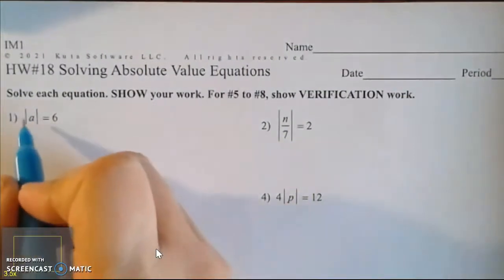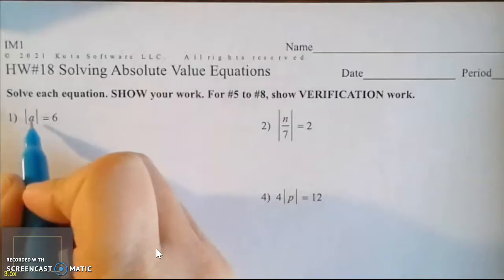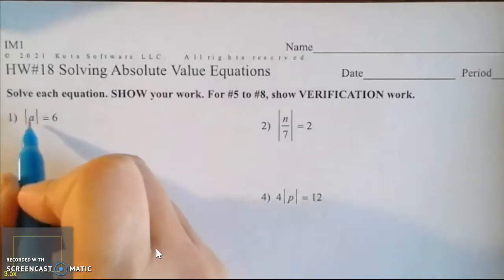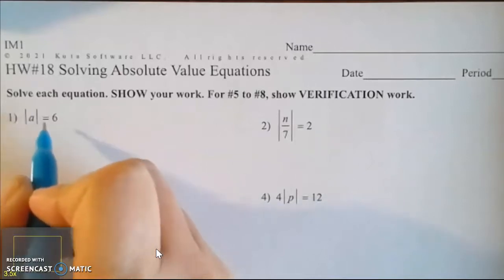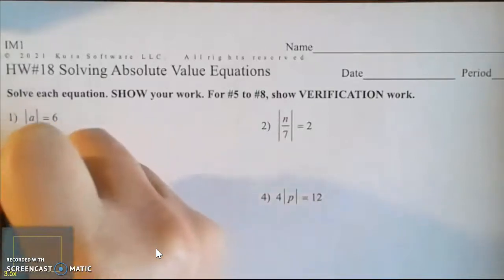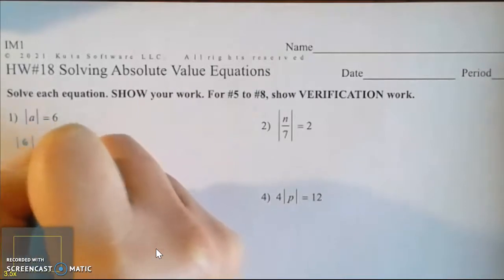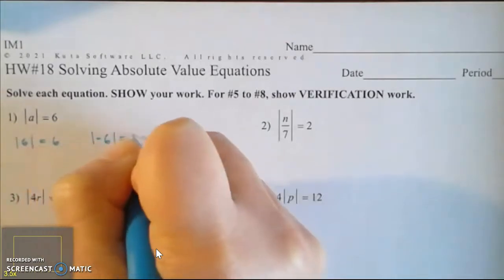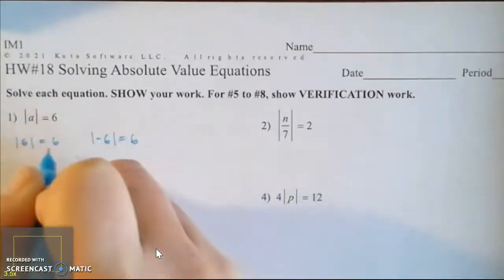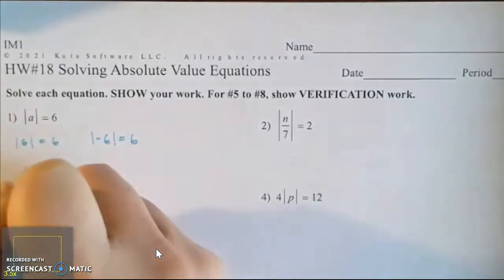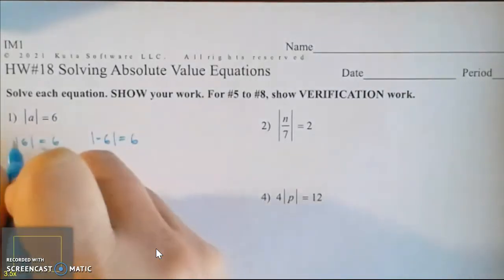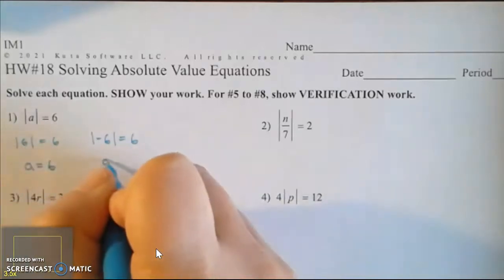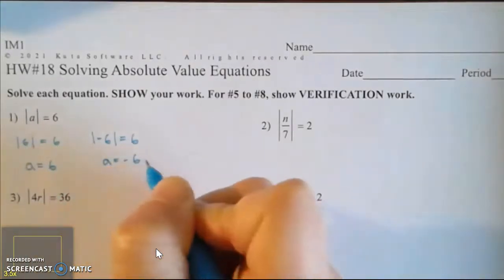Alright, so first thing, we have absolute value of a variable a is equal to 6. That means, what could a be that would give absolute value of a to be 6? Well, since we know that absolute value of 6 is going to be 6, as well as absolute value of negative 6 is going to be 6, we have two possibilities that a could be. A could be positive 6, and a could be negative 6.